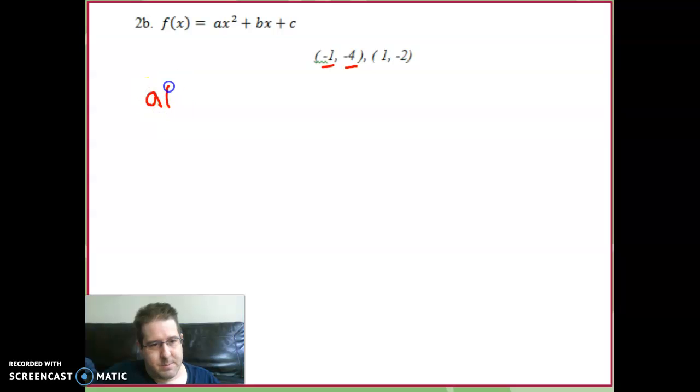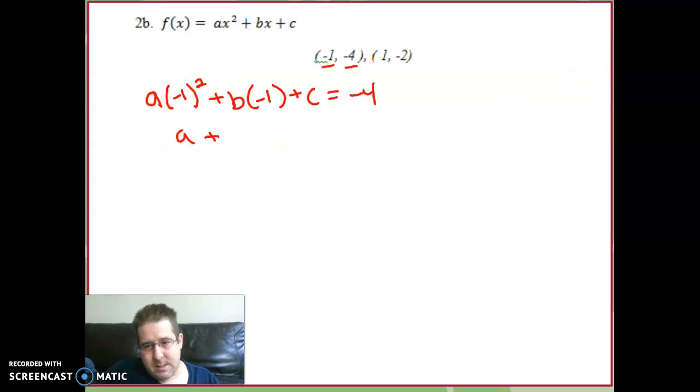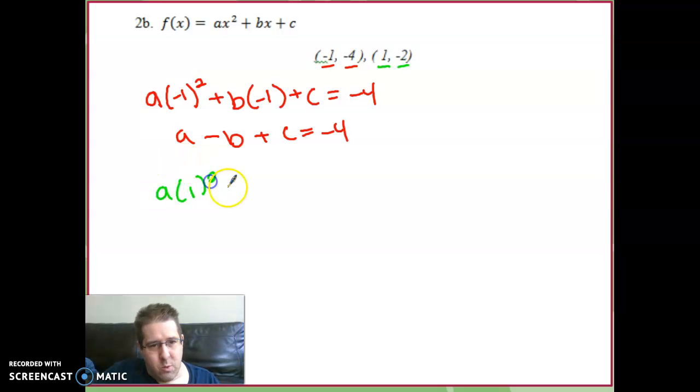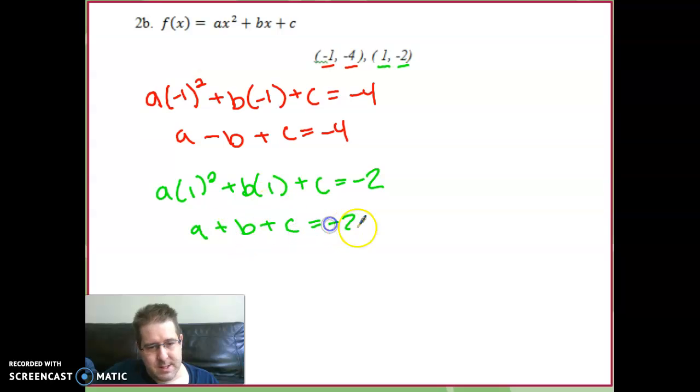So that's a times -1 squared plus b times -1 plus c equals -4. And then simplify that. That's +1, so just a, minus b, -1 times b is negative, plus c equals -4. Change colors, do the same thing for the other equation. That's x, that's y. So a times 1 squared plus b times 1 plus c equals -2. 1 squared is 1, so that's just a plus b plus c equals -2.